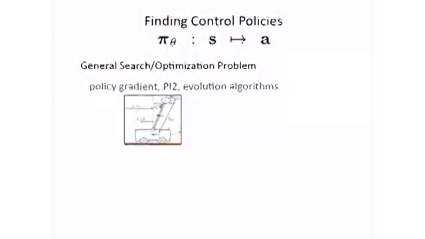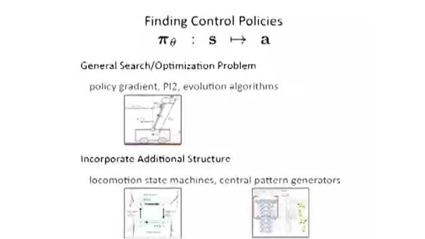Now, there's been a lot of research done in finding these control policies. One way you can go about it is to pose it as a general search or optimization problem, leading to, say, policy gradient methods and a lot of that work. But in the general case, that is a very difficult optimization problem and has typically been limited to fairly low-dimensional systems and not particularly complicated behaviors.